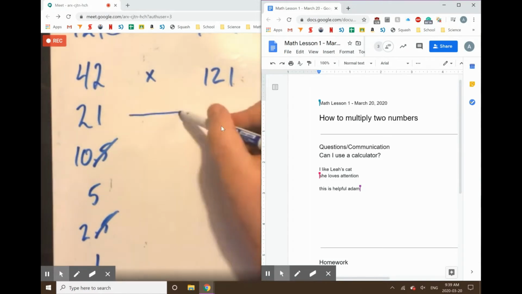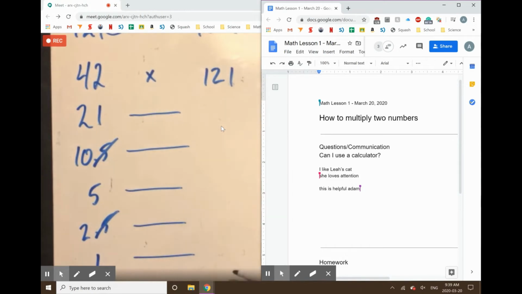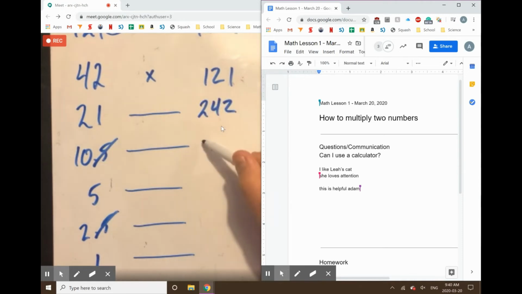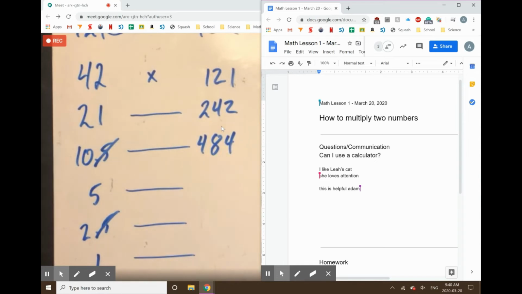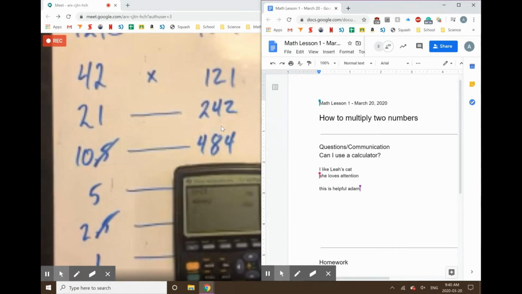So we need to come up with the same sort of rungs on our ladder down the right-hand side. So we're going to need to double 121 this many times. 121 doubled is 242. 242 doubled is 484. 484 doubled, I'm actually just going to cheat using my calculator to make sure we don't make any mistakes here. So 484 times 2 is 968.